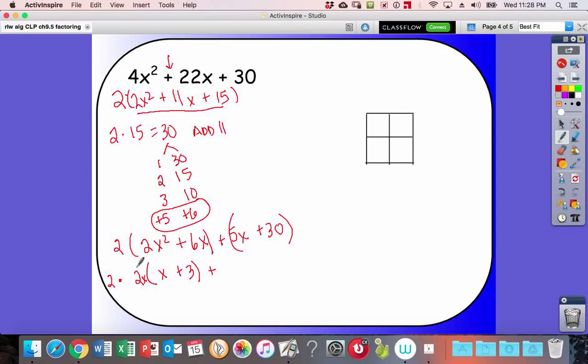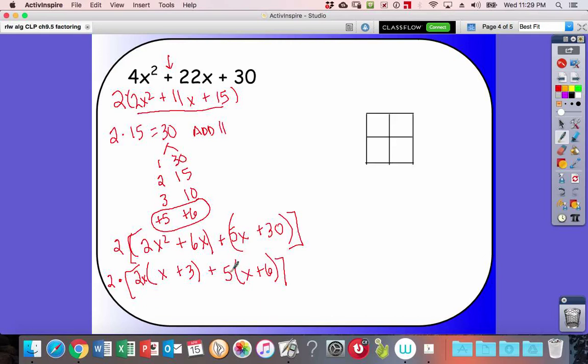plus, I'm going to make this a bracket so you won't get confused. I just don't want you to ever lose your greatest common factor. 2x times x plus 3. I'm going to take out a 5 here, and I get x plus 6. Now, if these are exactly the same, I'm in good shape. These are not exactly the same, though.